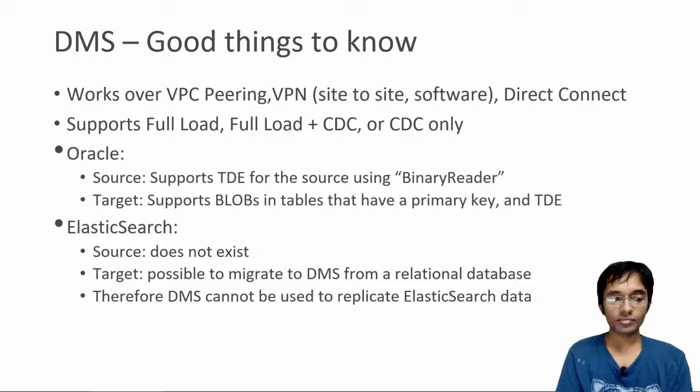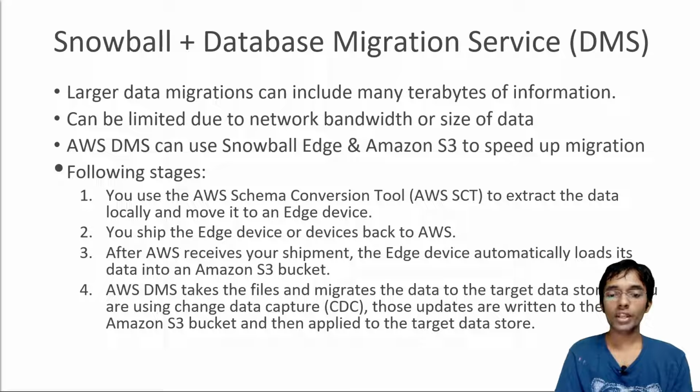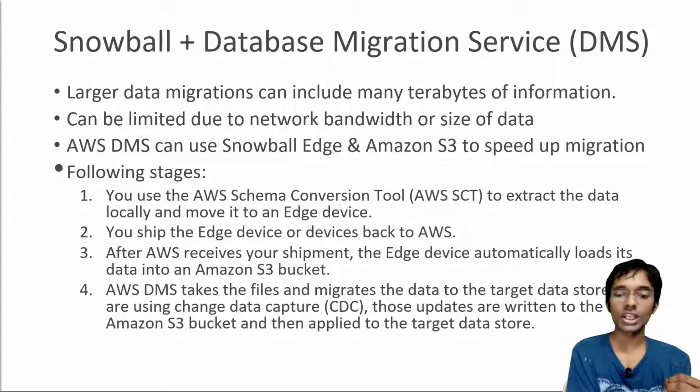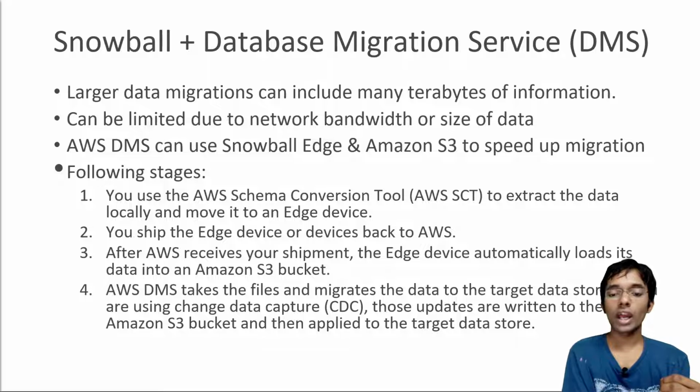So finally, a very important thing for the exam: you can combine a Snowball and DMS. In case you are doing a very large database migration, you may have terabytes and terabytes of data, and if you wanted to send everything over the network, that may not be possible, maybe because your network bandwidth is too little, or maybe because you have way too much data. And we have seen before that Snowball is a great way to migrate a large amount of data into AWS. So you can combine a Snowball and DMS, Database Migration Service, together to do so.